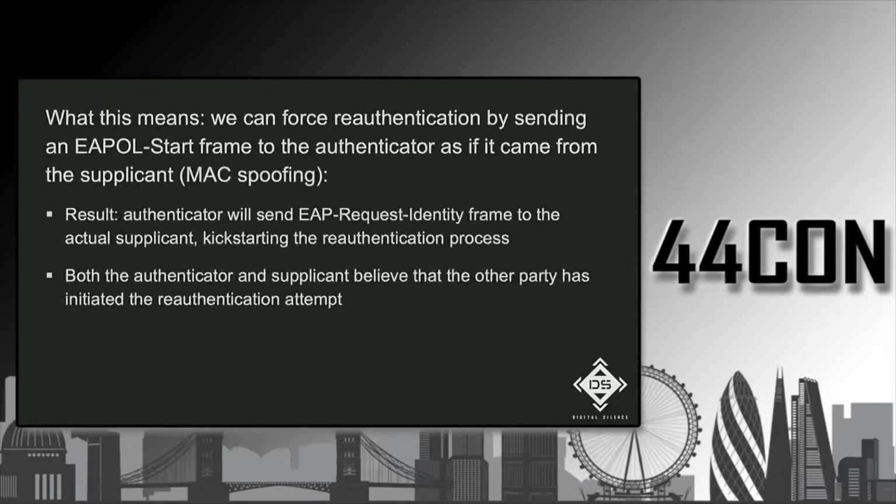So what this means is that we can force re-authentication by sending an EAPOL-Start frame to the authenticator as if it came from the supplicant, using MACsec spoofing. The result is the authenticator will send an EAP request identity frame to the actual supplicant, kickstarting the re-authentication process. When this happens, both the authenticator and supplicant believe that the other party has initiated the re-authentication attempt. So it's kind of blind there.